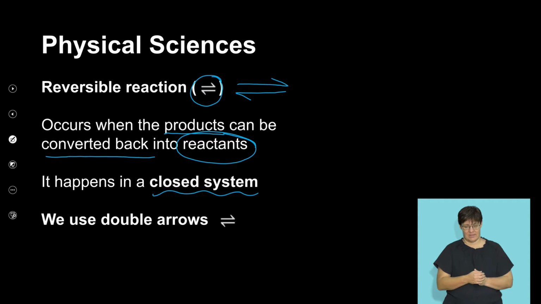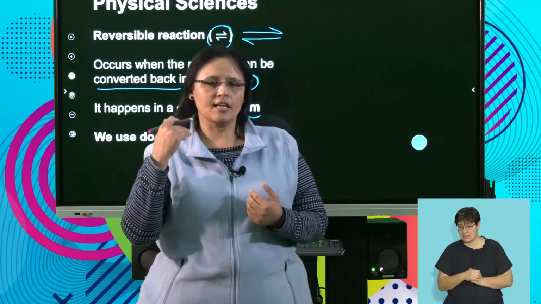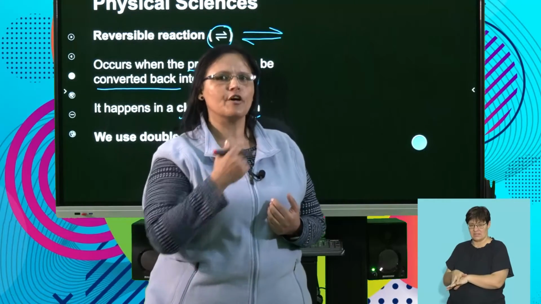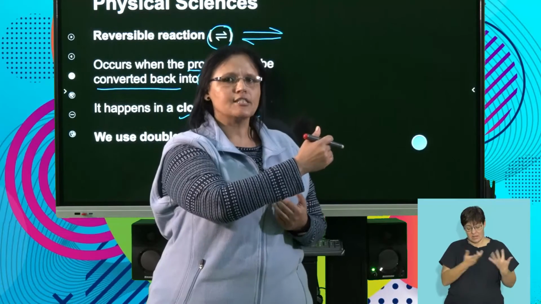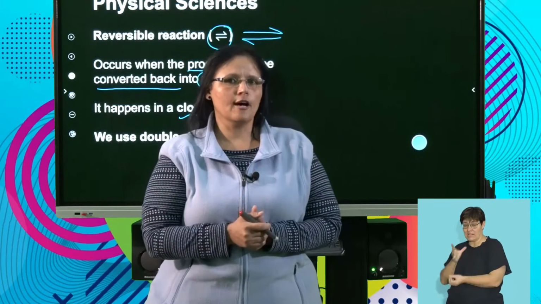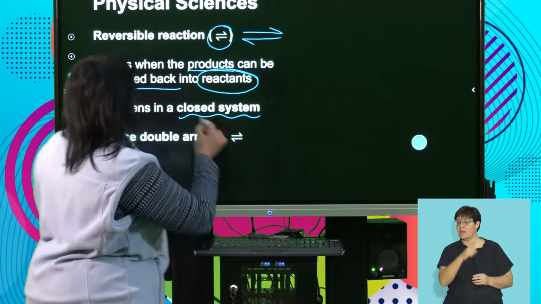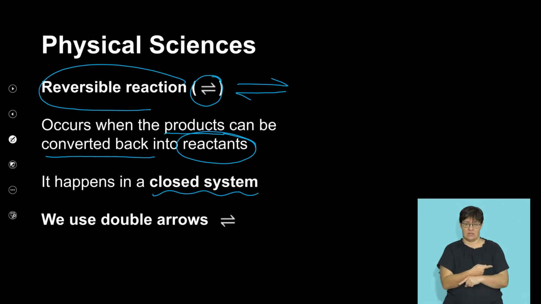And remember, we use the double arrows. The double arrows mean there is a reaction where the reactants convert into product, and simultaneously, at the same time, the product converts back into the reactant. We call that a reversible reaction.